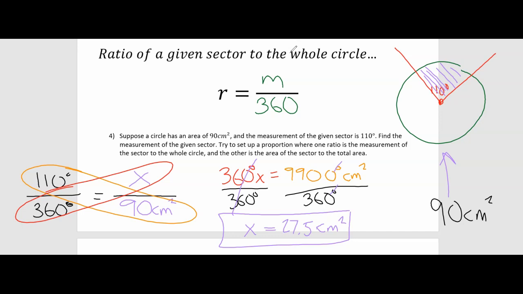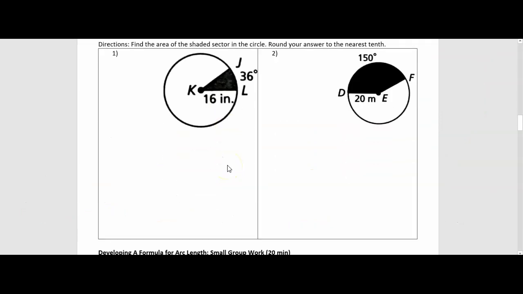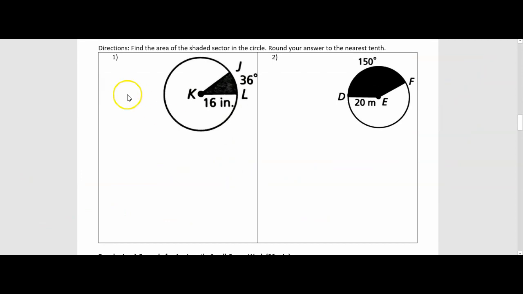Okay, this makes sense, right? 27.5 is less than 90, and we know that the area of a part needs to be less than the area of the whole. This is how we can figure out the area of any sector of any circle. Set up the ratio of the degree measurements of the sector compared to the whole, and then set that equal to the ratio of the areas of the sector compared to the whole. Let's do one more. Let's just do number 1. See if you can figure out the area of that black sector.